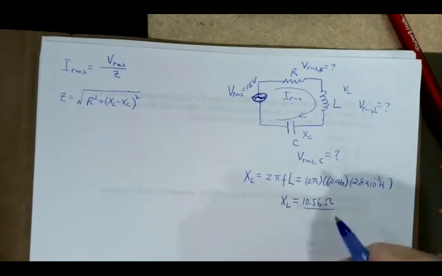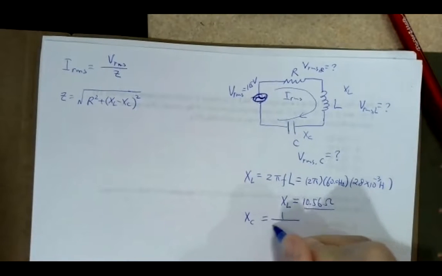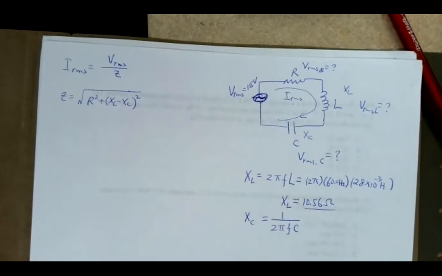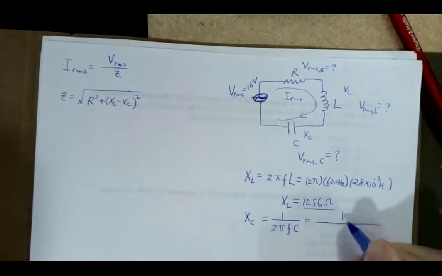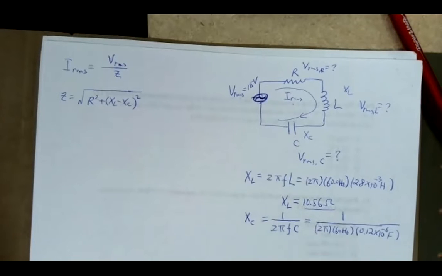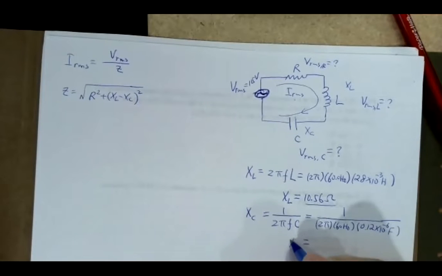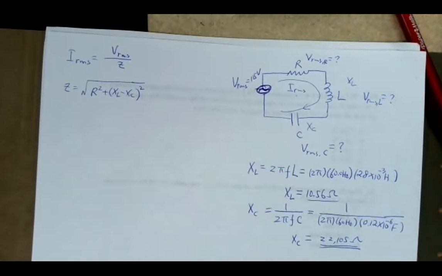You can also calculate your XC, the capacitive reactance. That's a slightly different formula: it's 2 pi f in the denominator. Remember, those two are different formulas. You'll be doing 1 over 2 pi times 60 hertz times 0.12 microfarad, so 10 to the minus 6. So your XC is equal to 22,105 ohms.